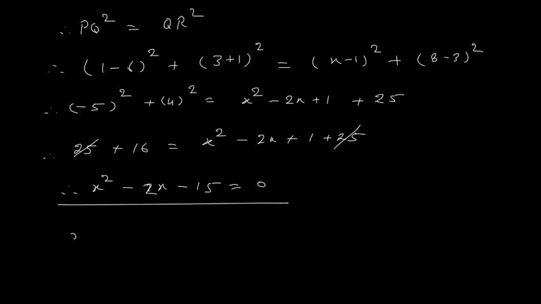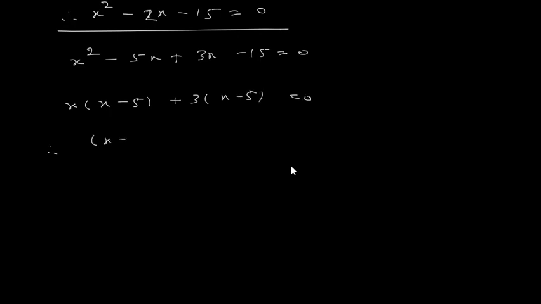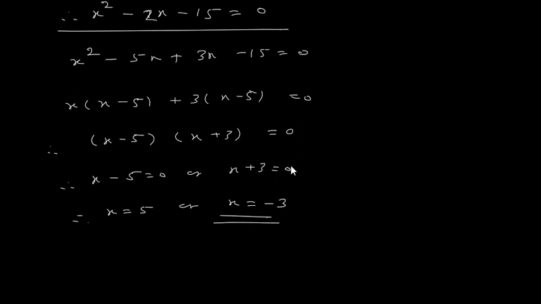This is 2x. So we factorize it: x square minus 5x plus 3x minus 15 is 0. We can take x common, so it is x into (x minus 5) plus 3 common, (x minus 5) is equal to 0. So in one bracket I have x minus 5, in the other bracket I have x plus 3, equal to 0. So it will give me x minus 5 is 0, or x plus 3 is equal to 0. Therefore x is 5 or x is minus 3. So the value of x is either 5 or minus 3.